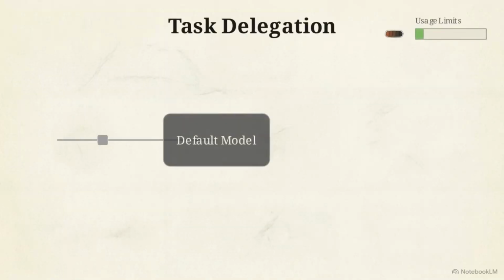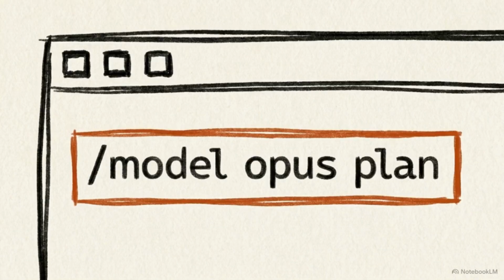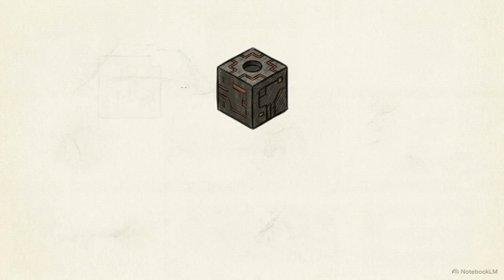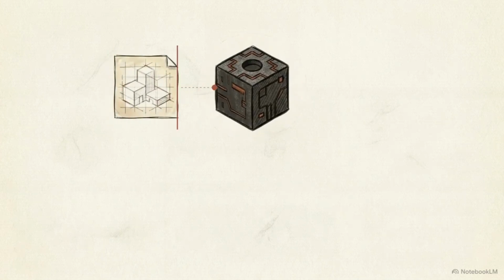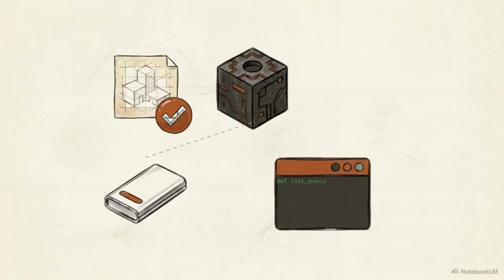The first step is configuring Claude to automatically delegate tasks based on model efficiency, rather than relying on a one-size-fits-all approach. To set this up, type /model opus plan into your interface. This setup assigns the heavy Opus model to the role of high-level planner, processing complex architectural blueprints. Then, Opus passes those plans down to Sonnet 4.6. Sonnet acts as the fast, efficient executor, handling the actual line-by-line code generation.